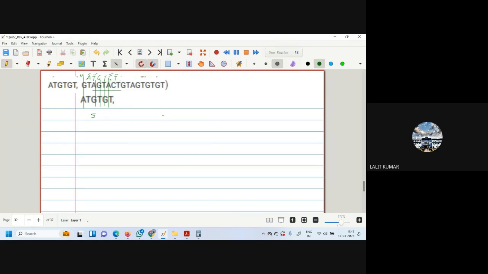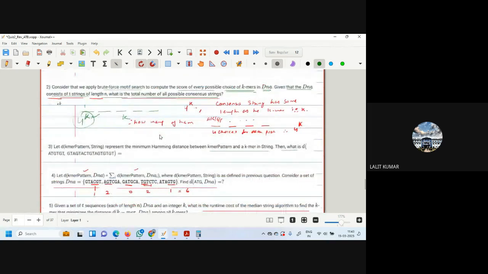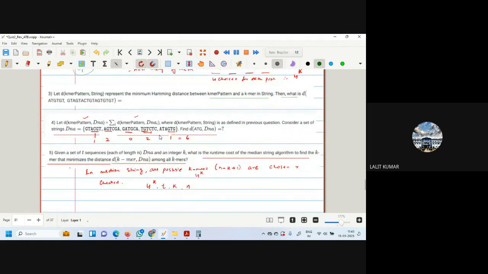As a shortcut, try to find where everything is matching, which has the maximum matches. If you come here and put ATG, TGT, this score is 1. So this is your best place, and this is your score. Is this okay? Okay, understood.